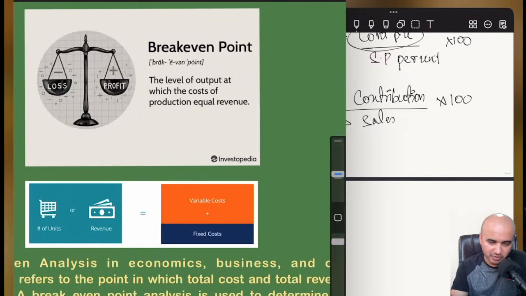Which type of cost should be covered? Both fixed as well as variable. Once they are covered, that means what? We have achieved a state wherein we are getting neither profit nor are we incurring any losses.